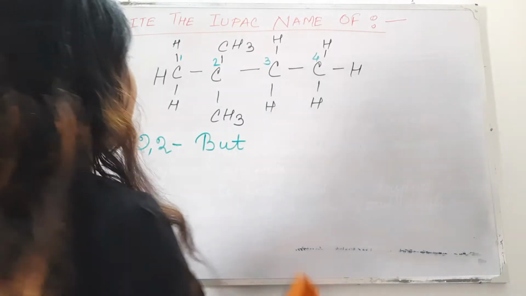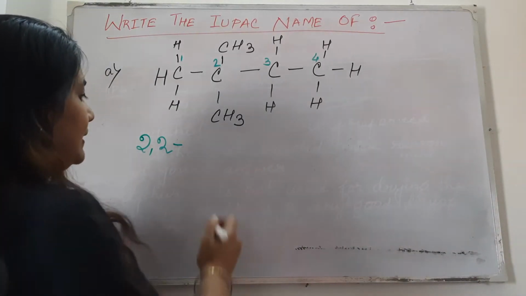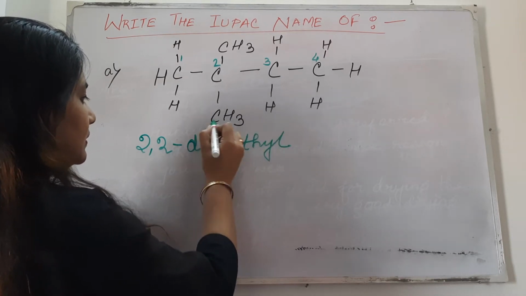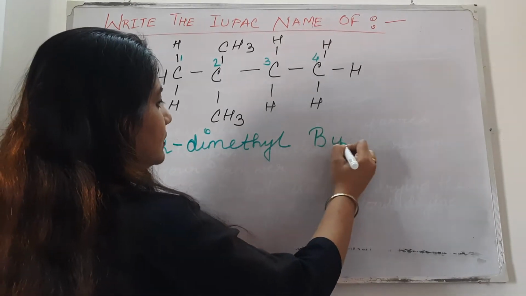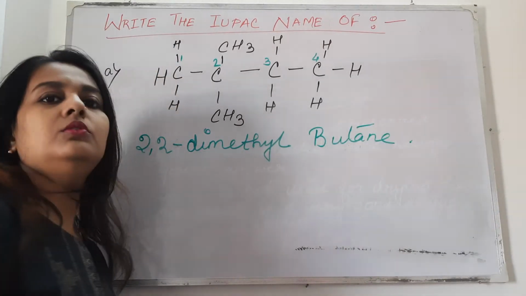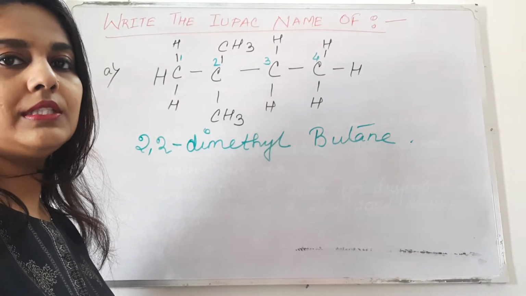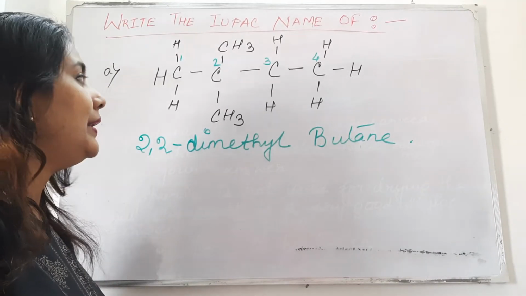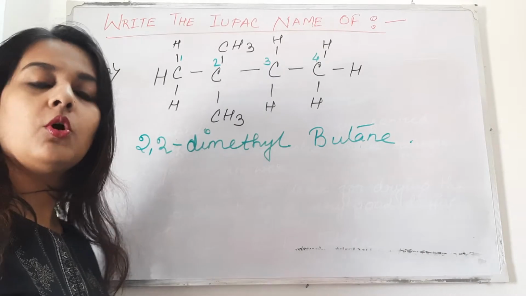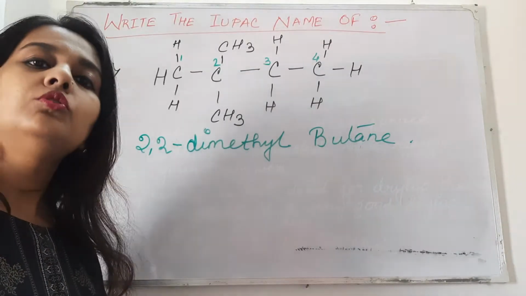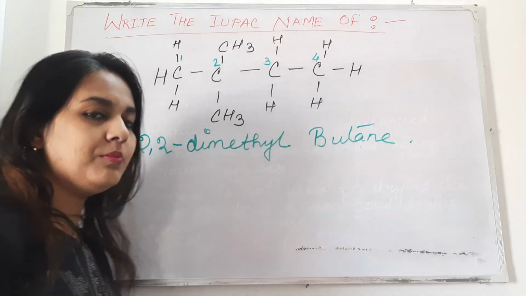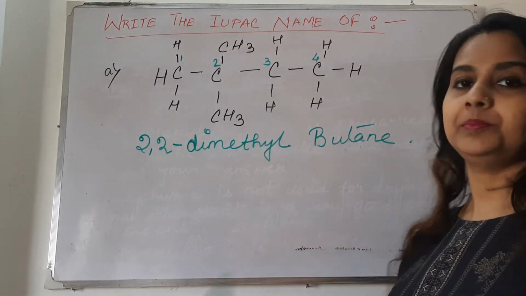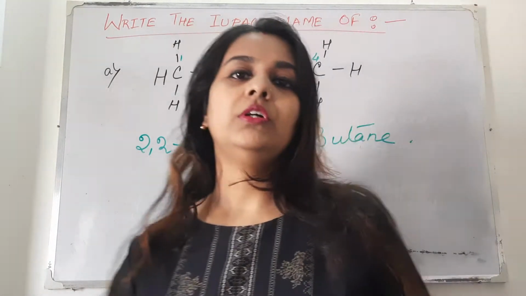So in that case, I have to write 2,2-dimethylbutane. 2,2-dimethylbutane. Is it clear? Depending upon the number of carbon atoms and the number of bonds present, all are single bonds, so the name becomes 2,2-dimethyl, because at the second position two methyl groups are present, hence 2,2-dimethylbutane. Okay? Let us move on with another example.